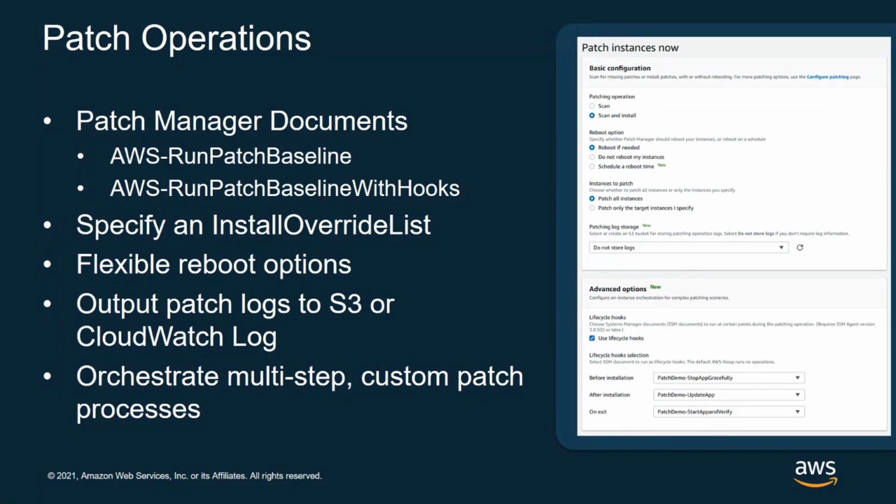And like I mentioned, a recently released feature that was added earlier this year is called Lifecycle Hooks, which leverages the document AWS-RunPatchBaselineWithHooks. This document allows you to run commands and scripts using command documents, which can be called at various points during the patching operation. For example, you can run a set of commands before patching installation to gracefully stop applications and services on your managed instances.